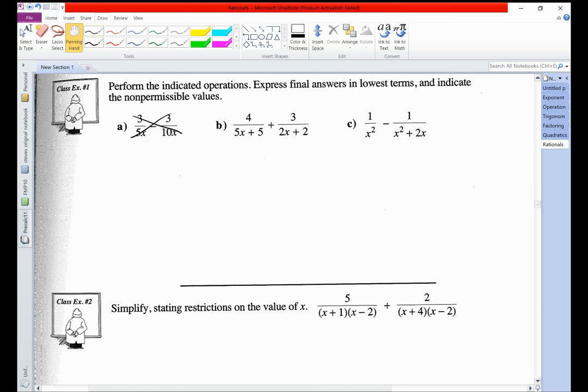I'm going to start with example B. So we have 4 divided by 5x plus 5, plus 3 divided by 2x plus 2. So before we even start adding or subtracting, I'm going to factor these.